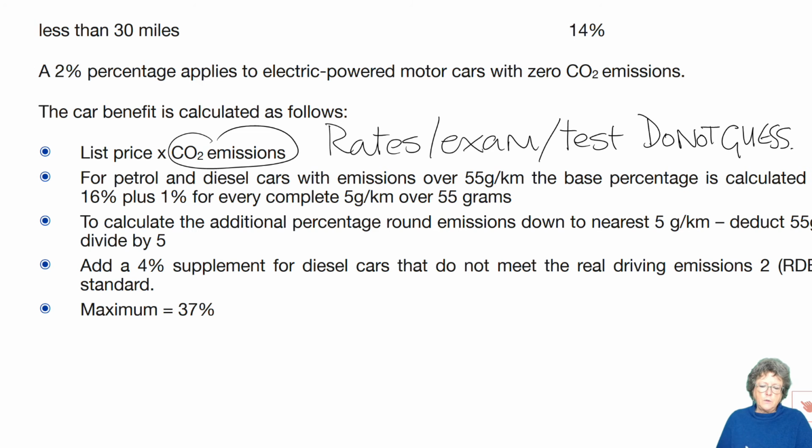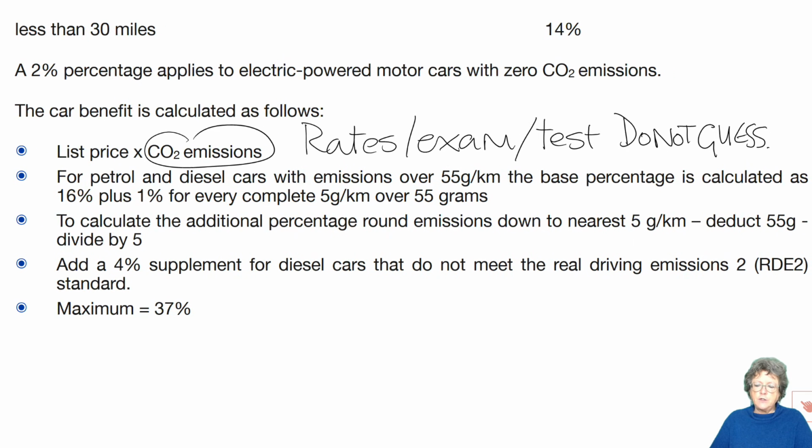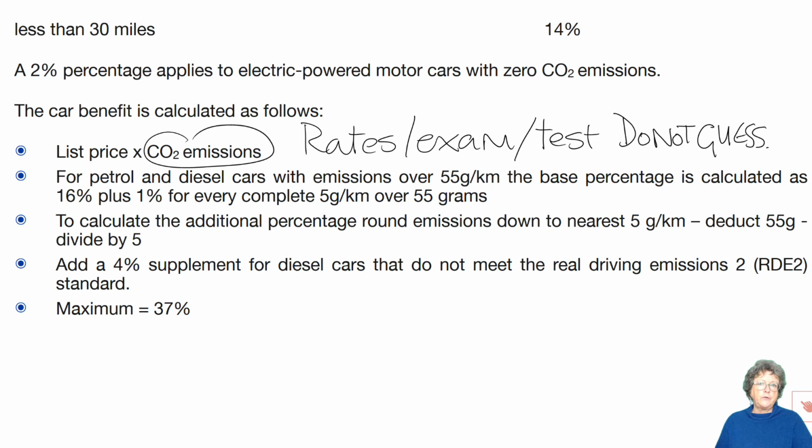Okay. For petrol and diesels with emissions over 55 grams, the base percentage is calculated as 16 plus 1% for every 5 grams over 55. And I'll show you how that works in a moment with an example. And then to calculate the additional percentage, you round the emissions down to the nearest 5 grams per kilometre, deduct the 55 and then divide by 5. That's essentially what we're going to do.